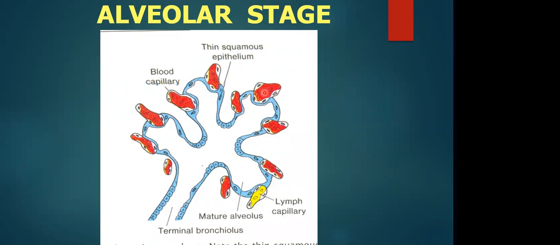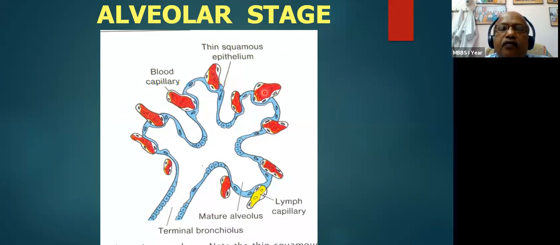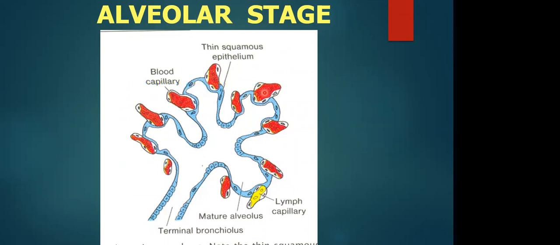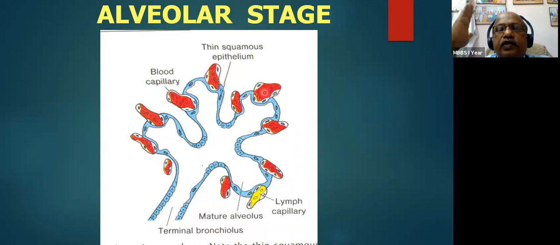Basement membrane of alveoli, basement membrane of your endothelium. On the capillary side, you have endothelial cells, and on the alveolar side, you have alveolar cells. Am I correct? Yes. That is the blood-air barrier. The intimacy between the alveoli and your capillaries takes place in the alveolar stage only.